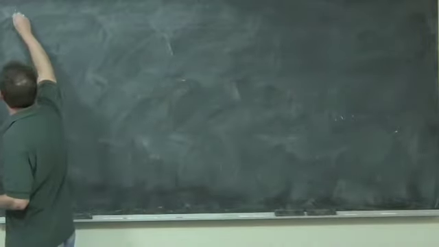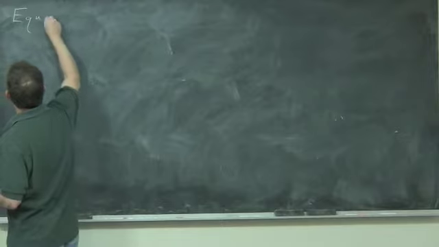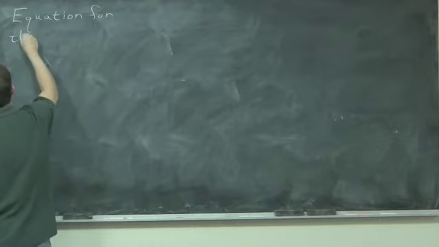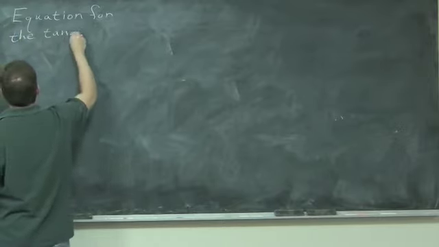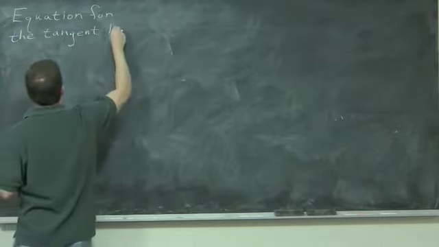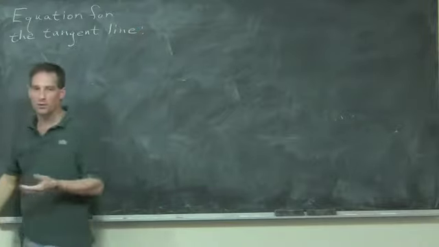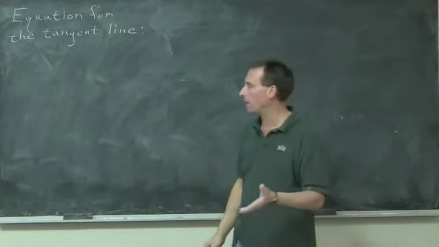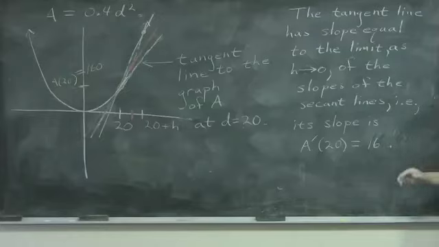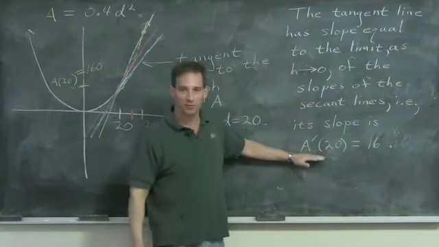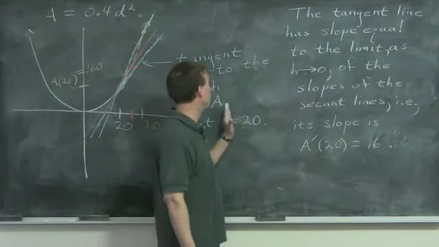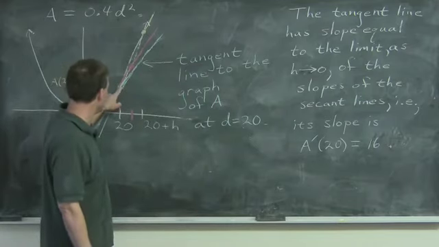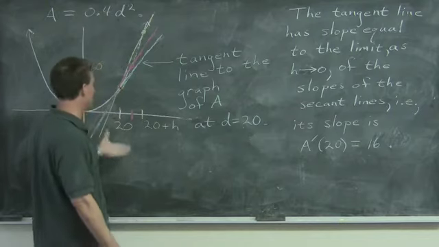So, an equation for the tangent line. In calculus, there's one form of an equation of a line that comes up more often than other forms. It's the point-slope form of a line, because the derivative, the instantaneous rate of change, tells you the slope of the tangent line, and you know a point on the line because you know where you're calculating the derivative.